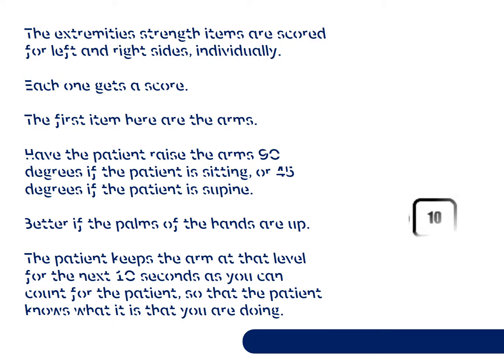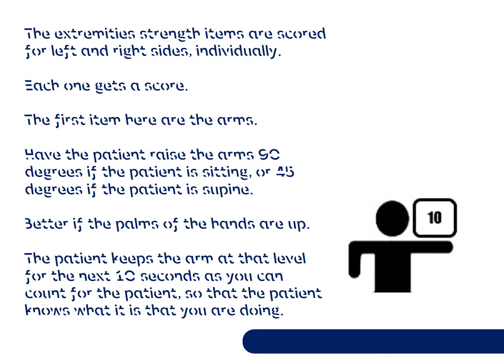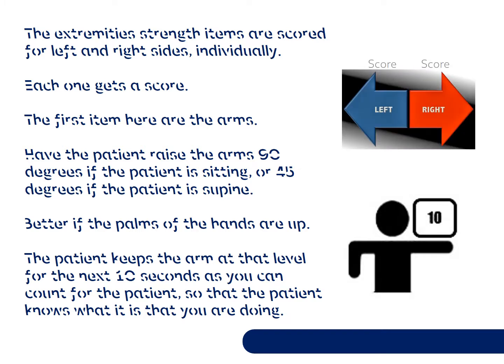The extremities strength items are scored for left and right sides, individually. Each one gets a score. The first item here are the arms. Have the patient raise the arms 90 degrees if the patient is sitting, or 45 degrees if the patient is supine. Better if the palms of the hands are up. The patient keeps the arm at that level for the next 10 seconds as you count for the patient, so that the patient knows what it is that you are doing.